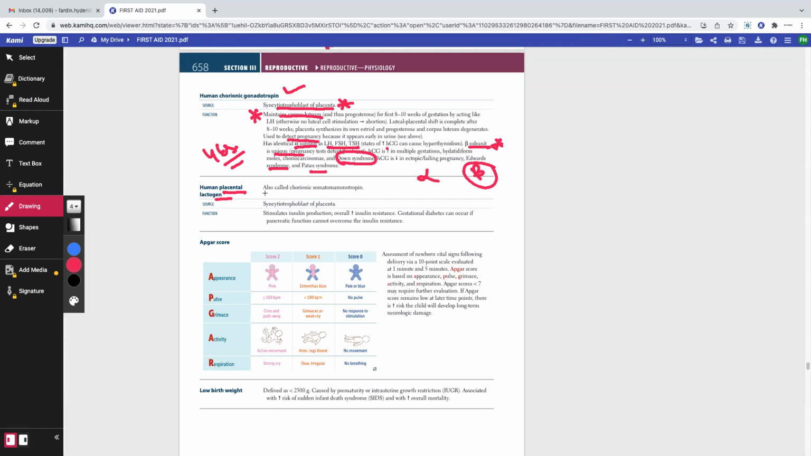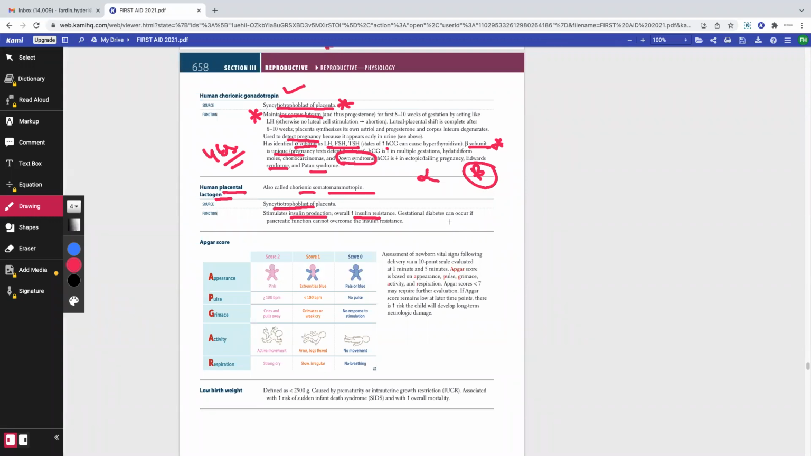Another one is HPL. HPL is human placental lactogen. That is also called chorionic somatomammotropin. Chorionic somatomammotropin or human placental lactogen. This is synthesized once again from the syncytial trophoblast, and this is responsible for stimulation of insulin production. This overall increases insulin resistance. So very quickly, what are the two hormones that are responsible for insulin resistance? Number one is progesterone. Number two is human placental lactogen.